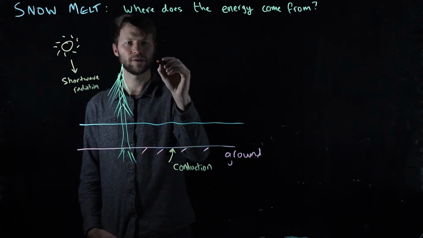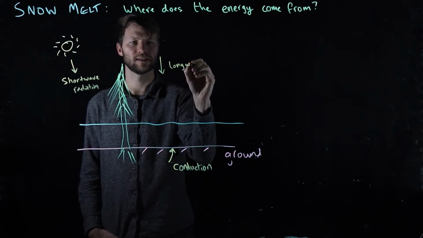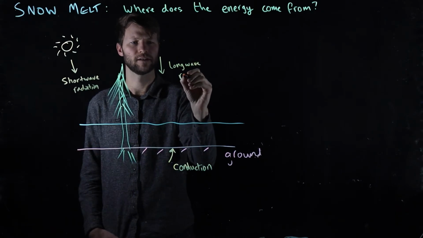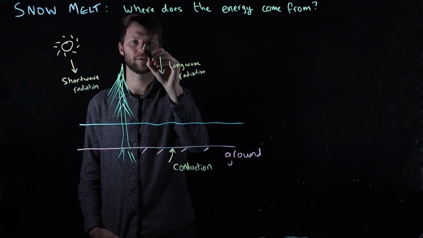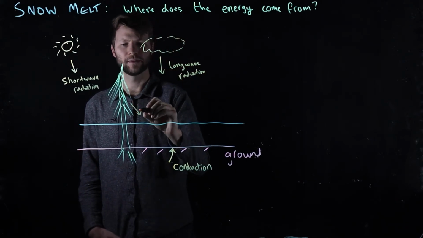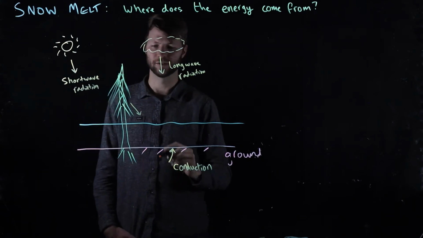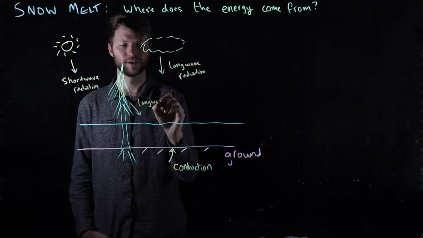There's also a couple different sources of longwave radiation. So this is a longer wavelength. It's also radiant energy. It could be coming from clouds. It may also be coming off of the vegetation that's over the snowpack itself. So this is another way that you can get longwave radiation.